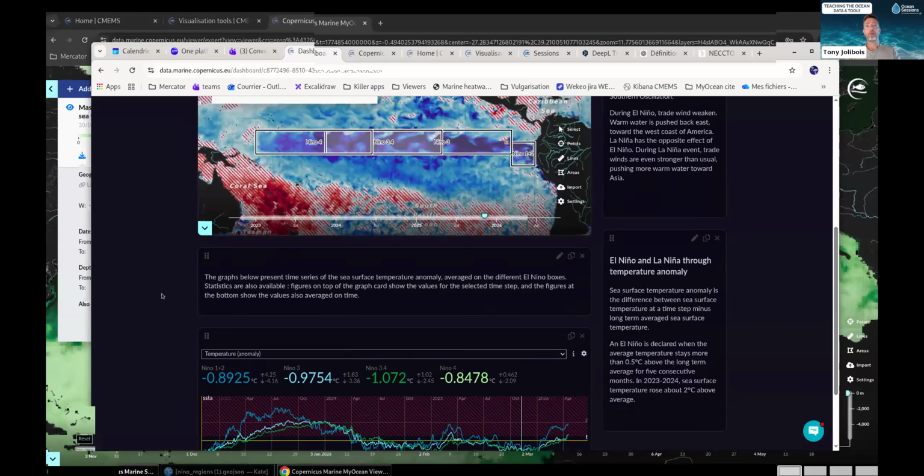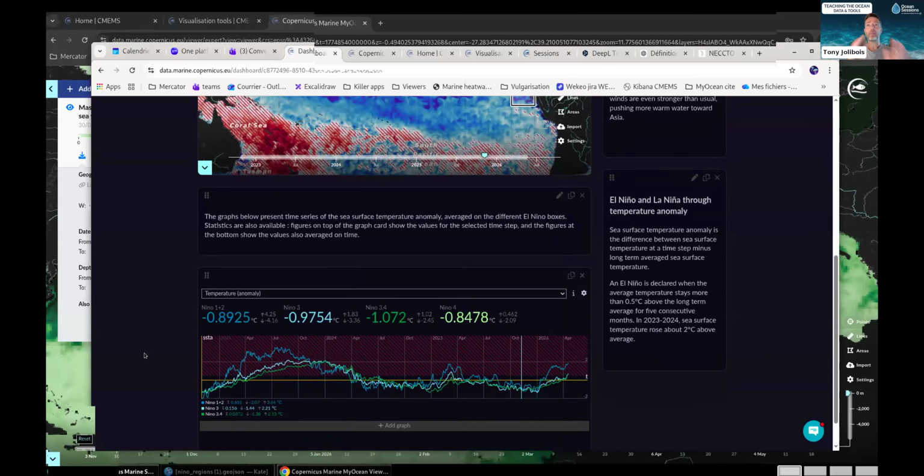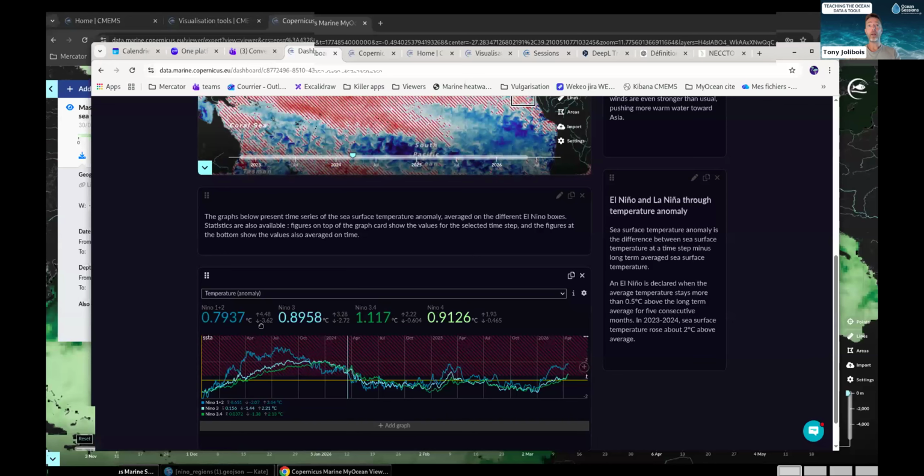And again, you can always navigate in time using graphs. So El Niño is declared when the average temperature stays more than 0.5 degrees above the long-term average for 5 consecutive months. Here we can see easily the beginning of El Niño in 2023. It began in April and ended nearly 1 year later in March 2024.